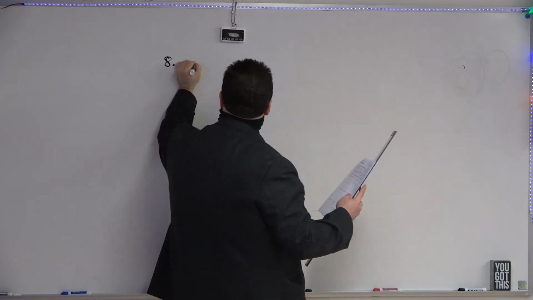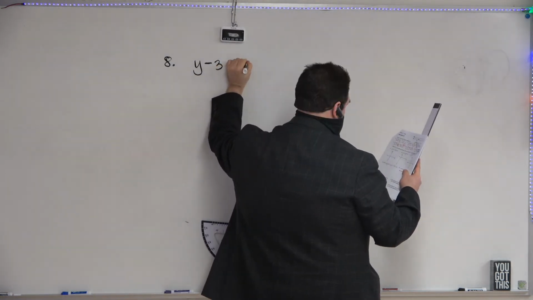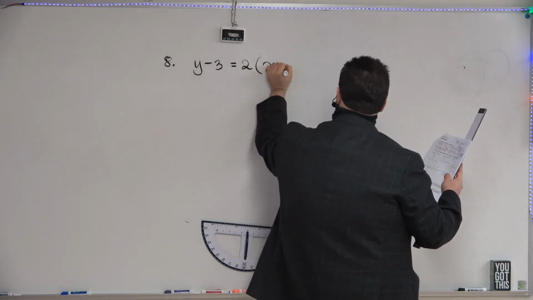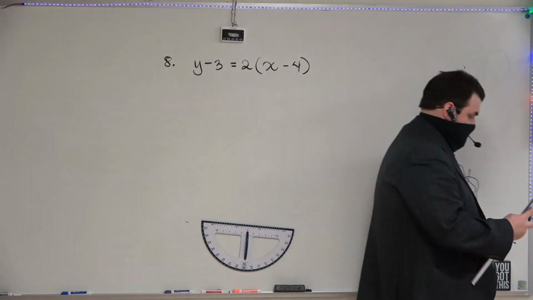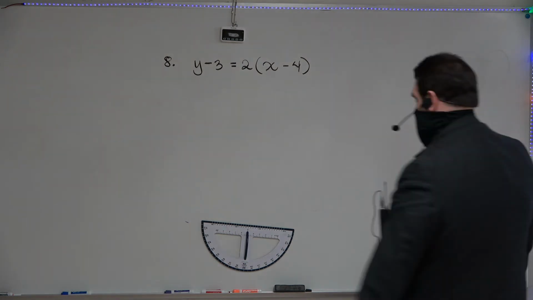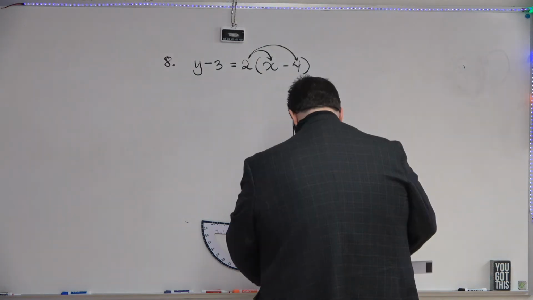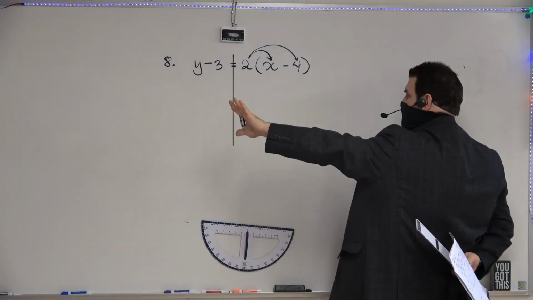Number 8. On number 8, you were given y minus 3 equals 2, open parentheses, x minus 4, close parentheses. What's my first step? Distributive property. And then we got to draw our line. Okay. So do we touch the thing on the left? No, we just bring these two down here. Now, Dee, what's 2 times x?